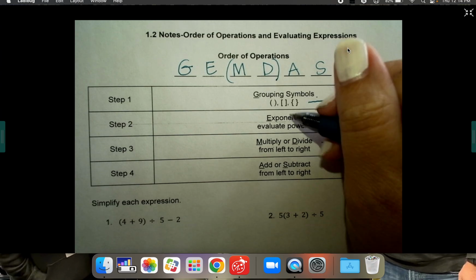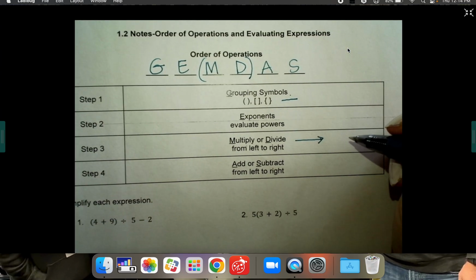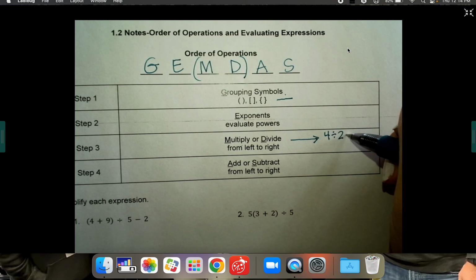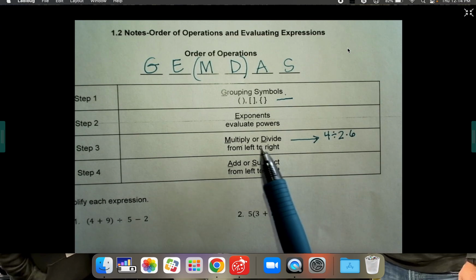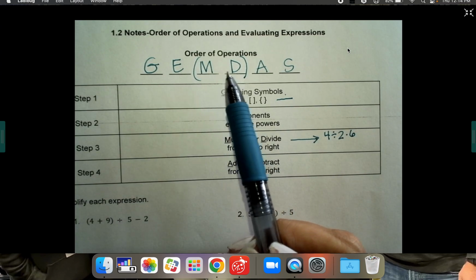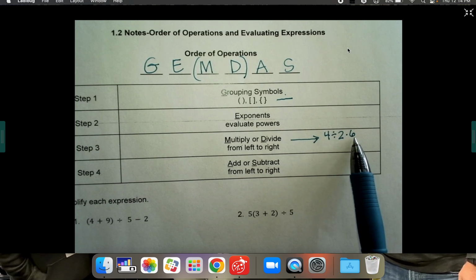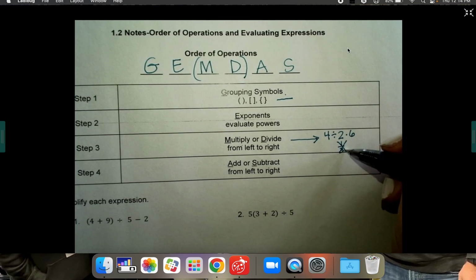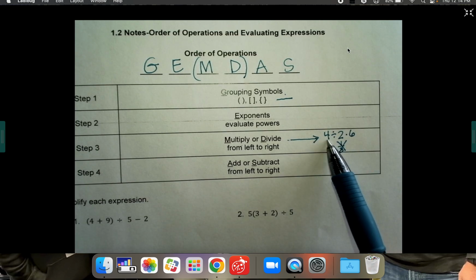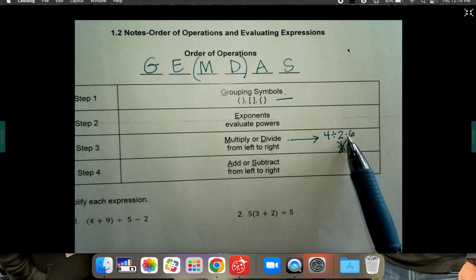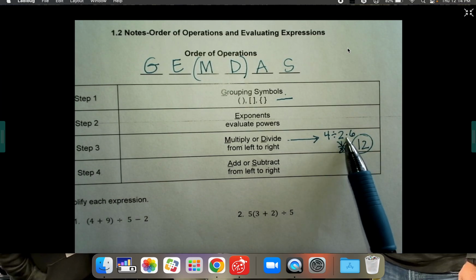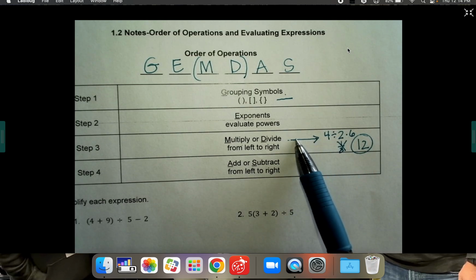So a quick example: if it was 4 divided by 2 times 6, and it's in your head that you have to multiply first and then divide, you would get a totally different answer if you multiplied 2 times 6 to get 12 and then did 4 divided by 12. That would be 1/3, which is wrong. So instead, you're just going left to right. So 4 divided by 2, which is 2, times 6, which is 12, and that is correct. So again, if you have both symbols, don't go multiply first, go left to right.